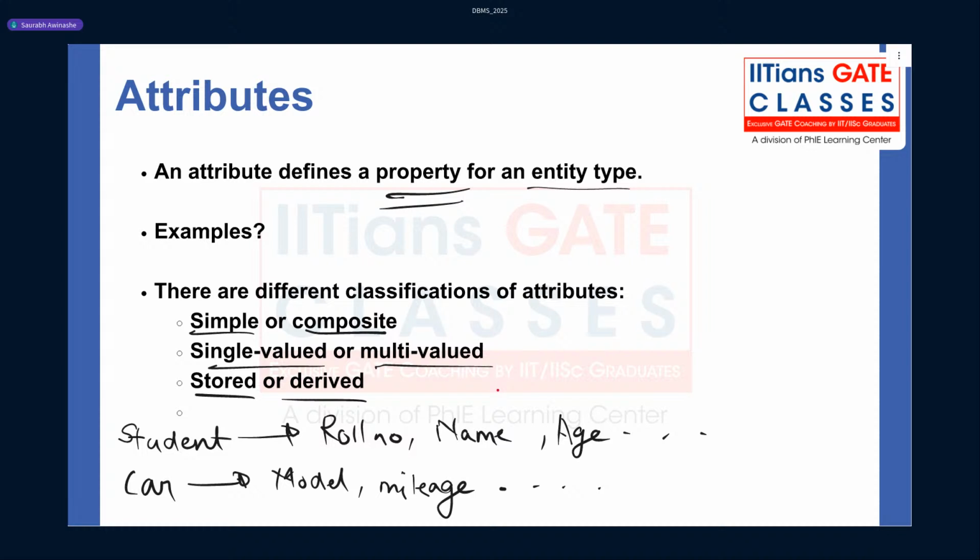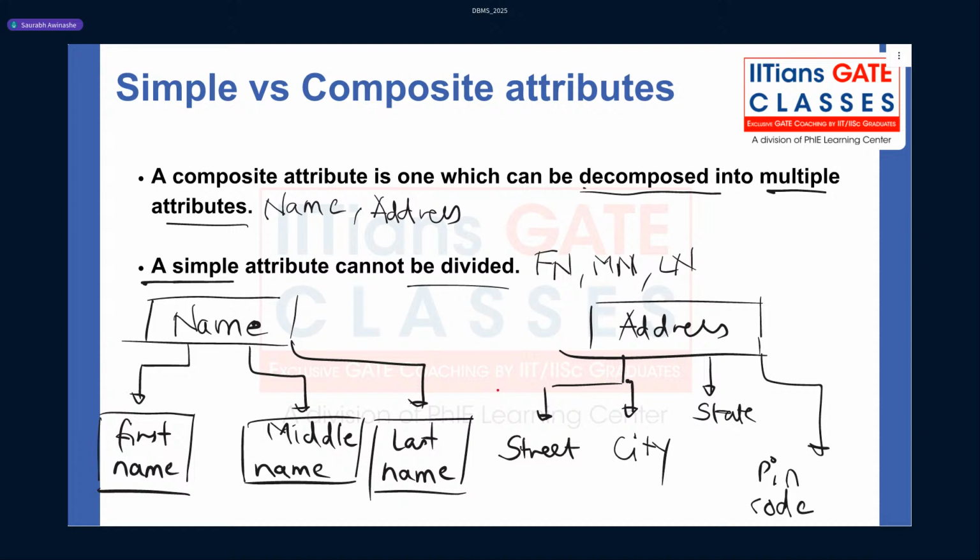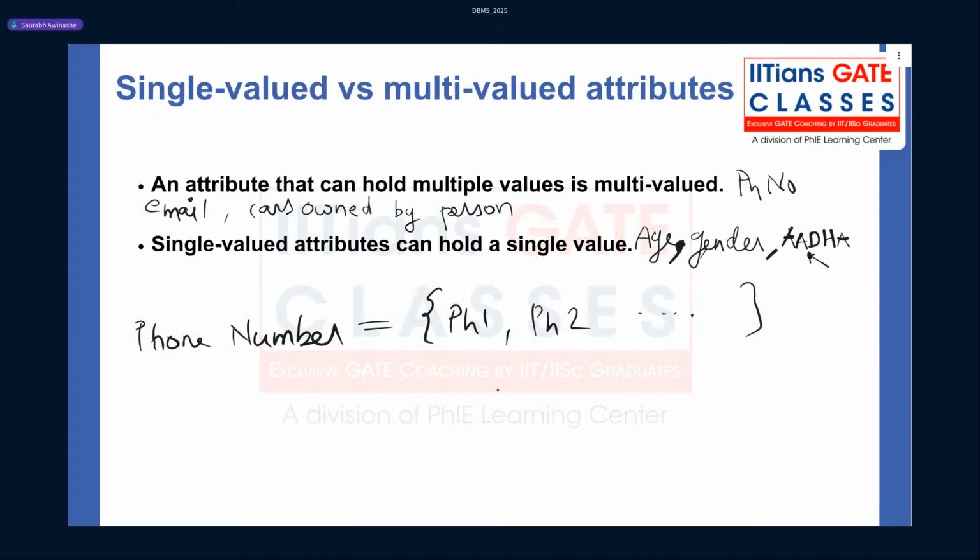Then we saw the different classifications of attributes. Your attributes can either be simple or composite. They can be single valued or multi valued, and they can either be stored or derived. A composite attribute was one where we can decompose it into multiple attributes, and the simple attribute was one which cannot be decomposed. And single valued was an attribute that can store just one value, and multi-valued is an attribute that will have multiple values in it, such as a phone number or an email, right?